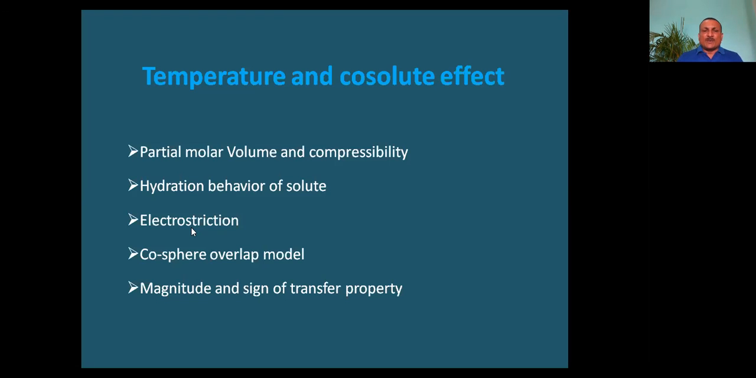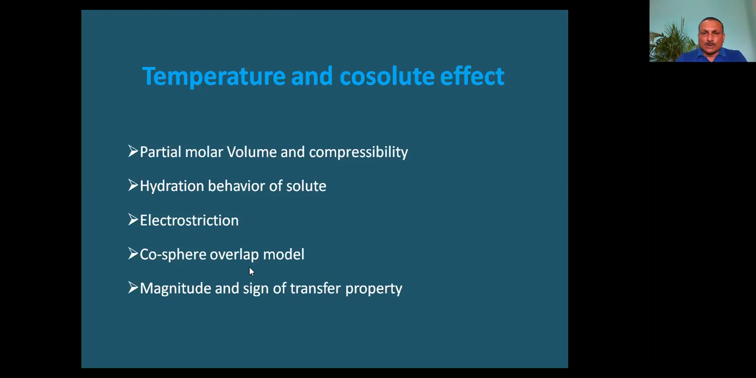Coming to the co-sphere overlap model, when we add a co-solute in the solution, suppose you have a solution of some drug in water, and you add some co-solute, for example electrolytes like inorganic or organic salts, or non-electrolytes like sugars, then the effect of addition of co-solute can be understood on these partial molar properties and transfer properties. What happens according to the co-sphere overlap model?